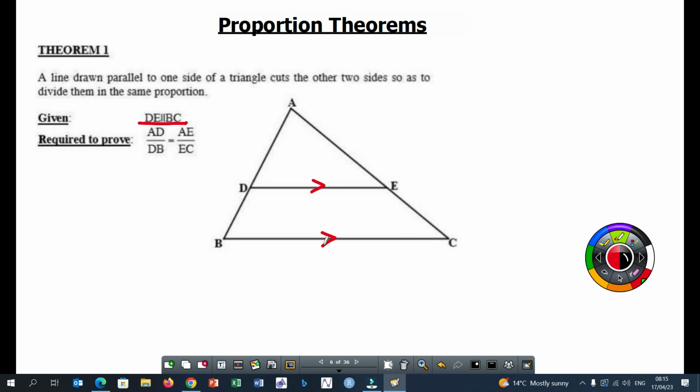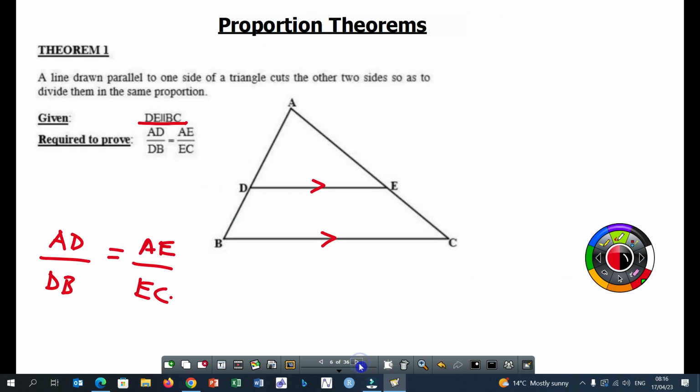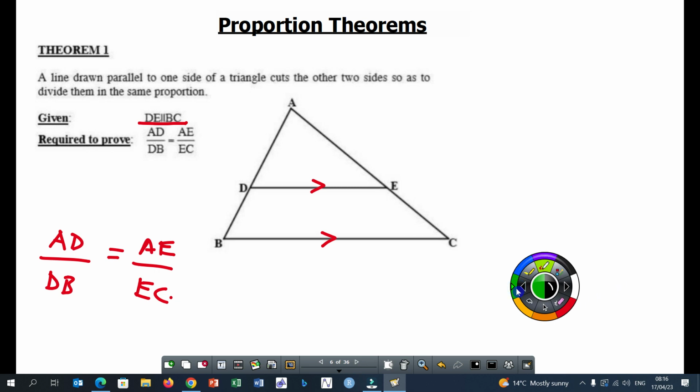Now it's important for you to know that what you are required to prove comes from the concept of triangle geometry, which I spoke about on Friday. You don't have to memorize this. So the basic idea is that the lengths in the numerator, this AD here and that AE, belong to the same triangle. Your AD and AE belong to triangle ADE.